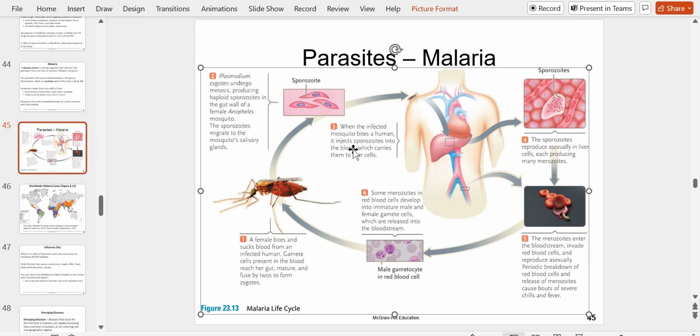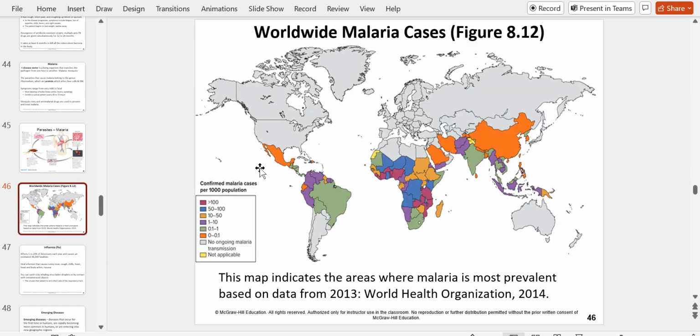And when the infected mosquito bites a human, it injects the bug into us, into the blood, which carries it there to the liver, where they reproduce asexually, each producing many of its own kind. This is a bad one as well. And you see there's the process. Have a look at that. And again, do you see the same line?